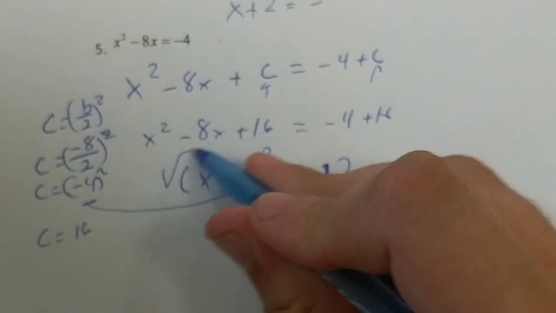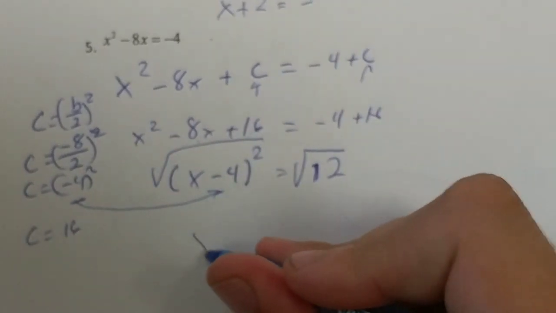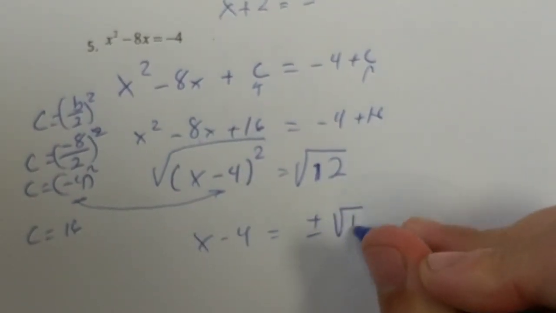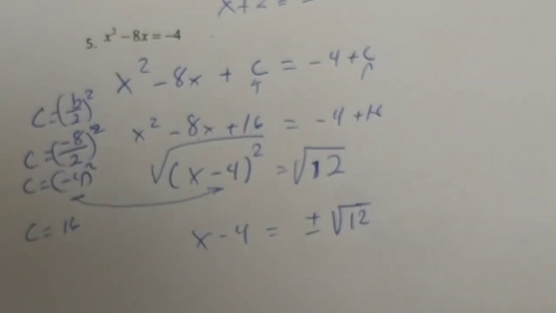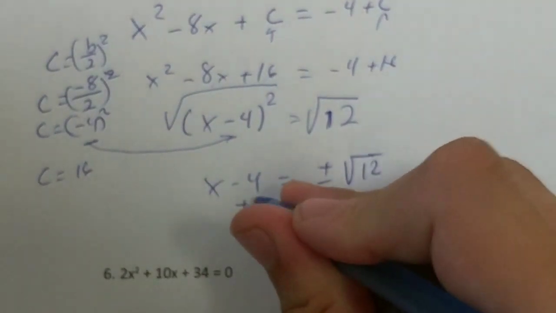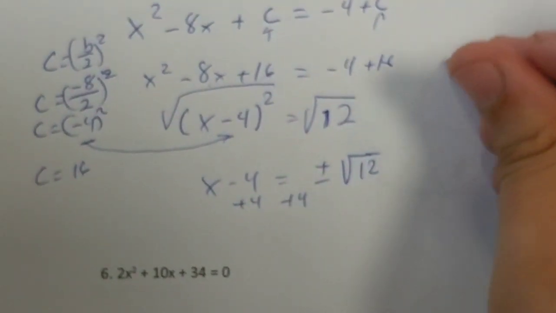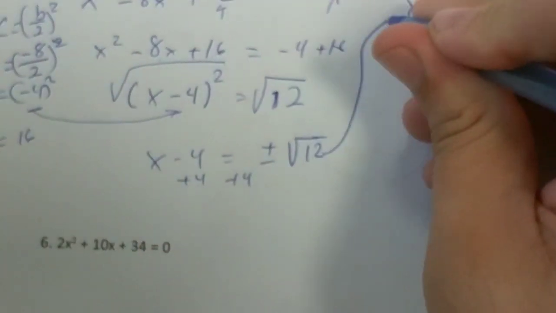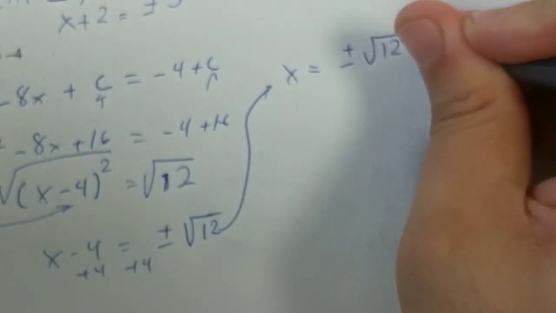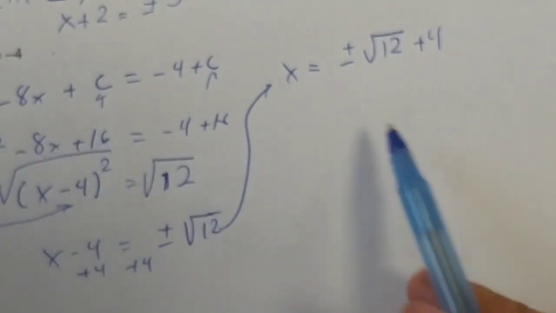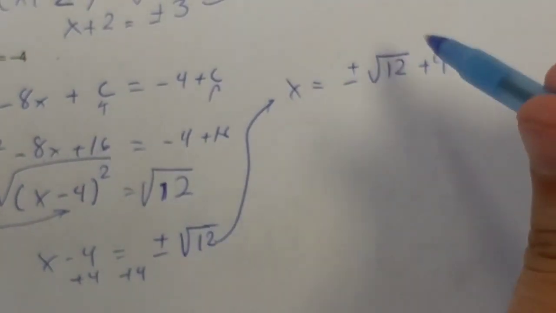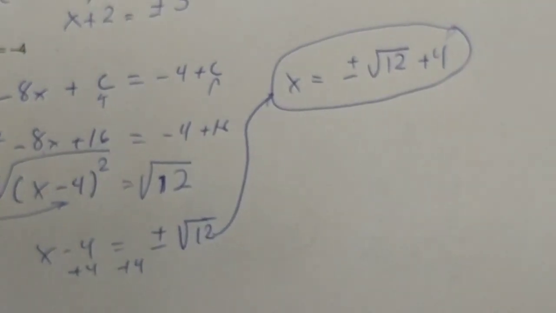So now I'm going to square root both sides. X minus 4 equals plus or minus. Like I said, if it's not a clean one, and 12 is not a clean one, you leave it as the square root of 12. Plus 4. I'll write here, x equals plus or minus the square root of 12 plus 4. Because I don't know what the square root of 12 is, nor do I care, and I don't want the decimal answer, you can circle that, you are done.